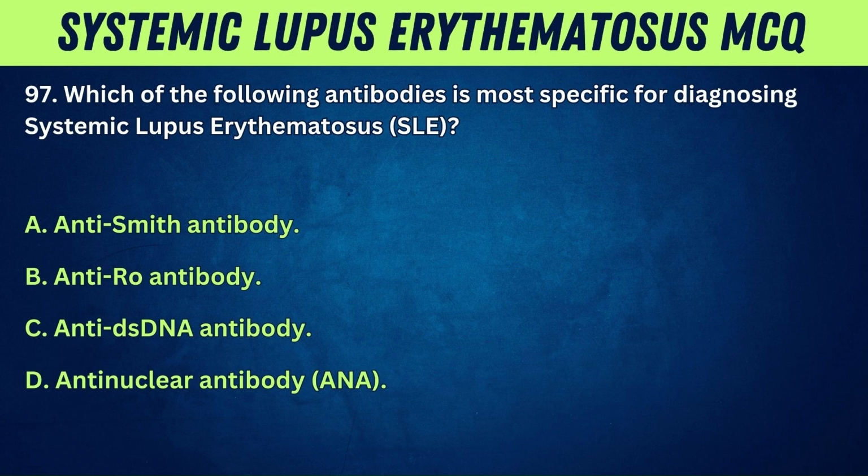97. Which of the following antibodies is most specific for diagnosing systemic lupus erythematosus, SLE? A. Anti-Smith antibody. B. Anti-Rho antibody. C. Anti-dsDNA antibody. D. Antinuclear antibody, ANA.